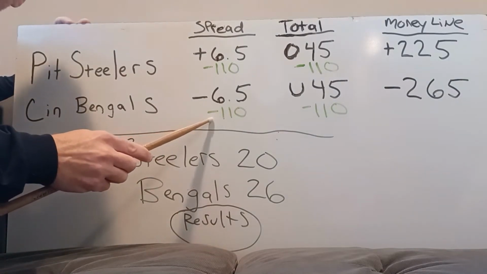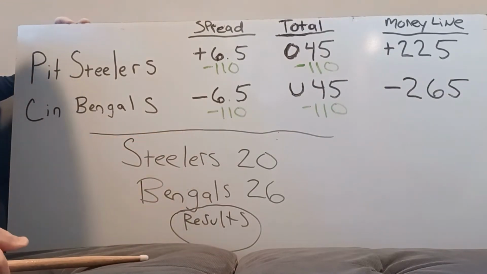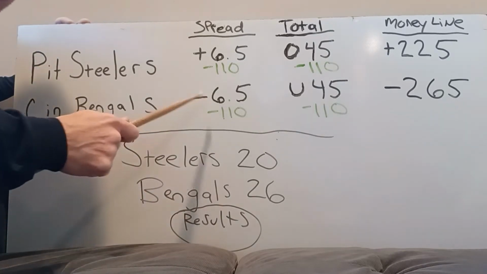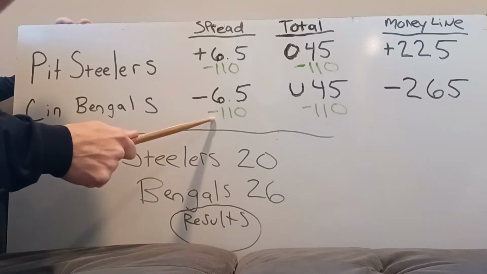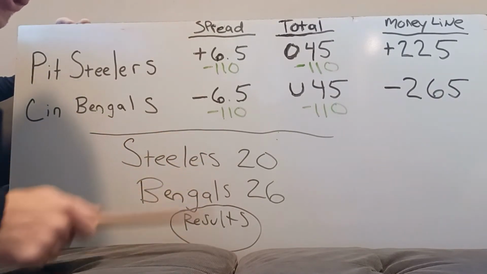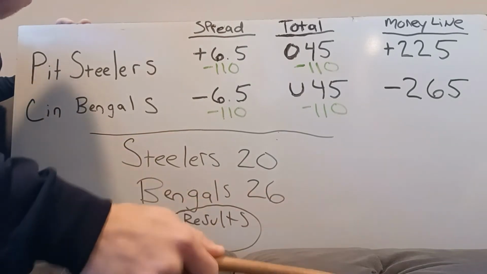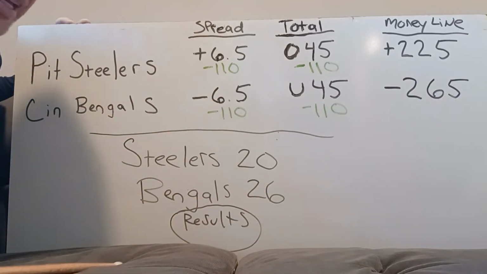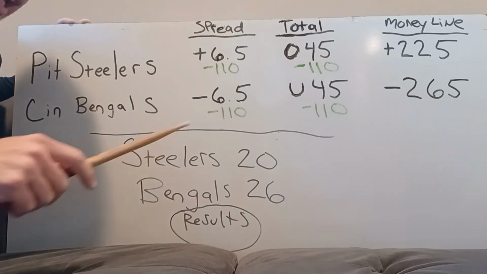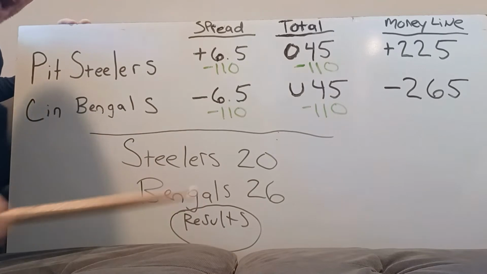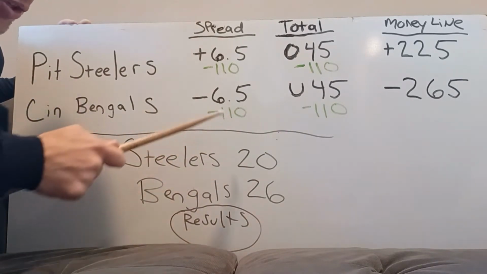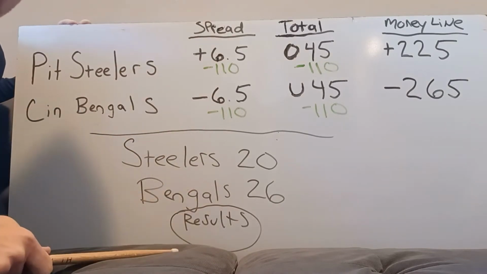The number underneath this, the little minus 110, that's the vig or the juice. It's the buy-in that you have to pay for this bet. You lay 110. These are based on $100 increments. So you have to put up 110 for every 100 that you want to win. And that doesn't mean you have to bet 100. You bet whatever you're comfortable with. If you want to win $10, you have to put up $11 to win 10. If you want to win 100, you put up 110 to win 100.